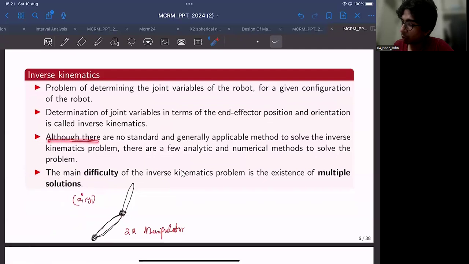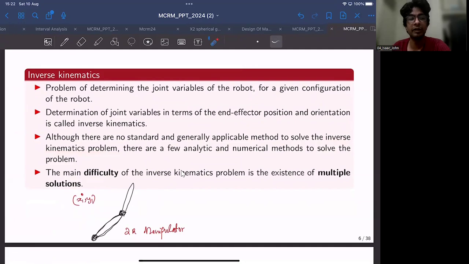The third point is, although there are no standard and generally applicable methods to solve the inverse kinematics problem, there are a few analytic and numeric methods to solve the problem. The problem with the inverse kinematics of serial robots is that sometimes the equations are too complex to solve analytically. In this case, this is a 2 degrees of freedom robotic manipulator. If the degree of freedom is very low, less than 3, deriving the inverse kinematics is much simpler. You can derive it using analytical methods.